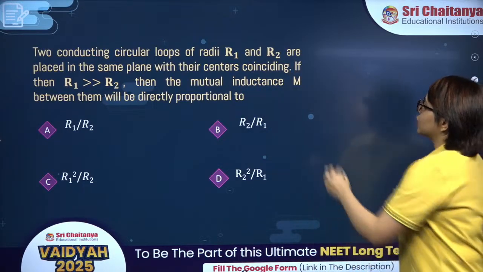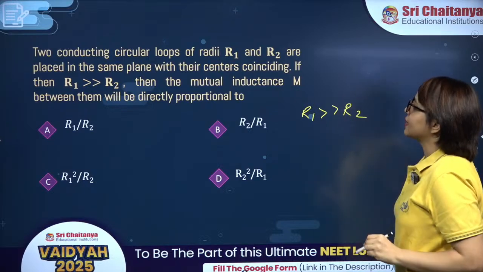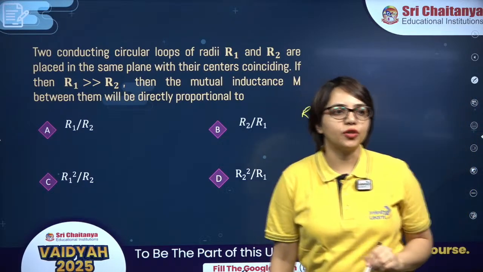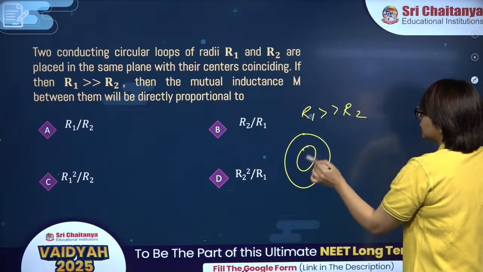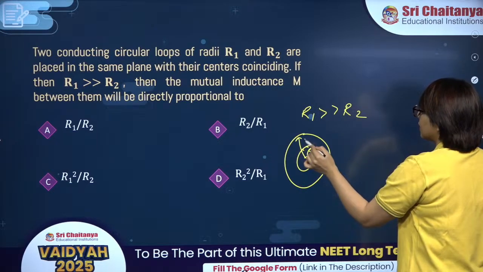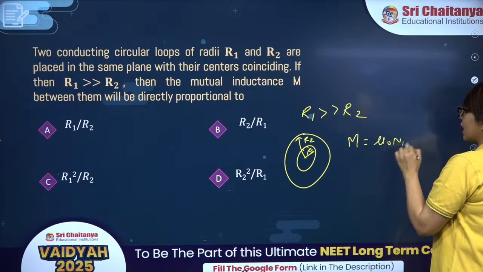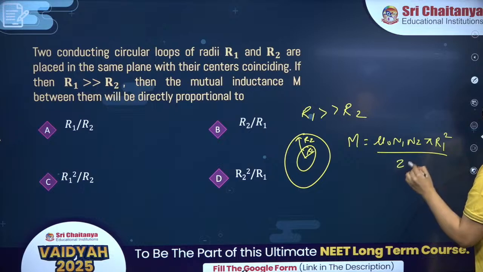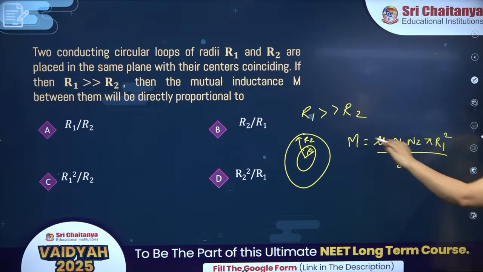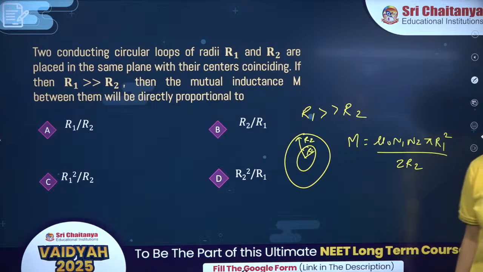If r1 is much greater than r2, then the mutual inductance M between them will be directly proportional to... So the mutual inductance of two concentric coils, having smaller radius r1 and bigger radius r2, is given as mu naught n1 n2 pi r1 square divided by 2r2. If you can remember these formulas directly, you will be able to give the correct answer within 10 seconds.